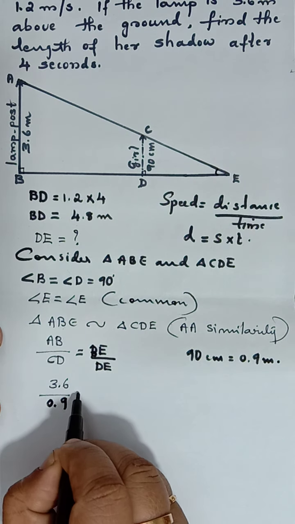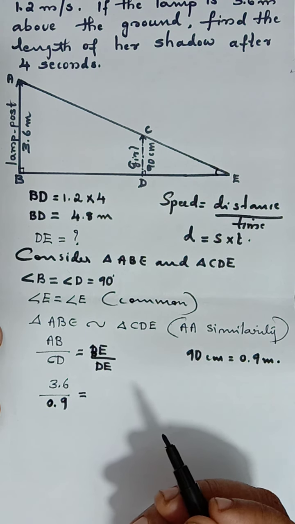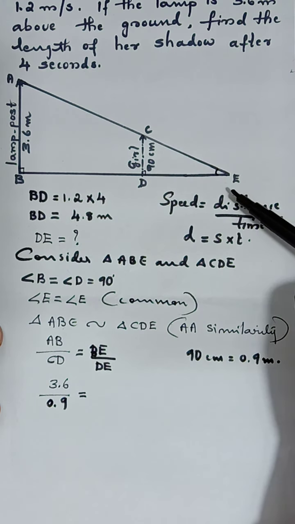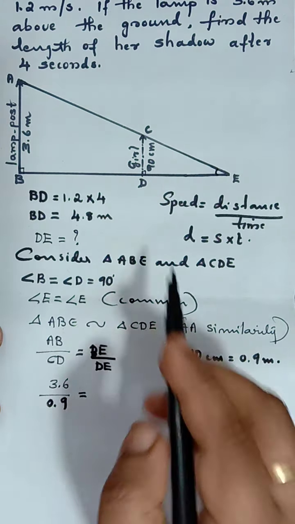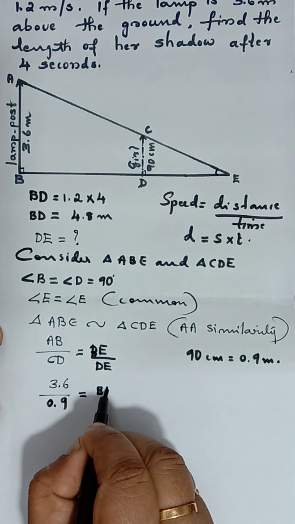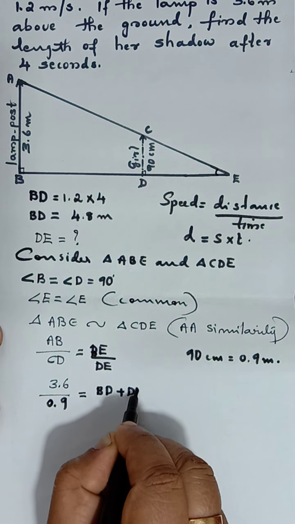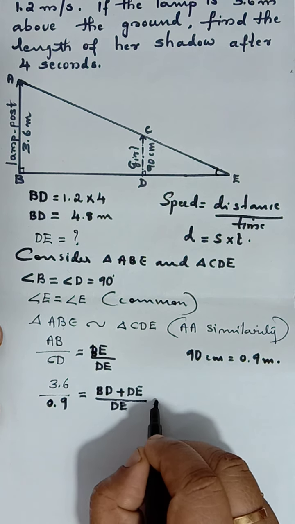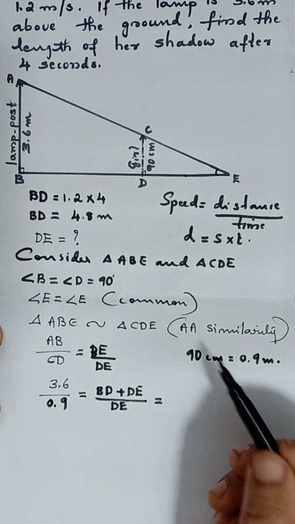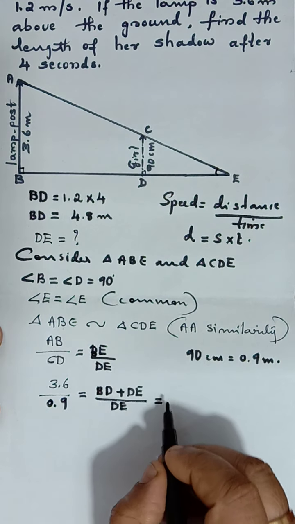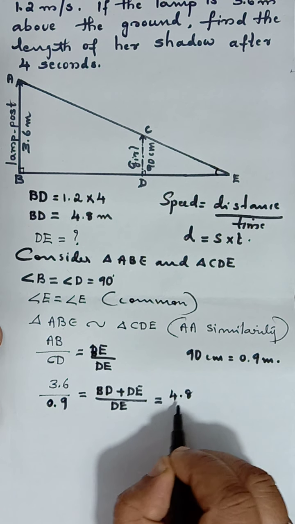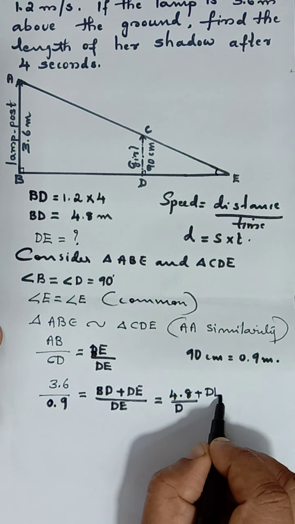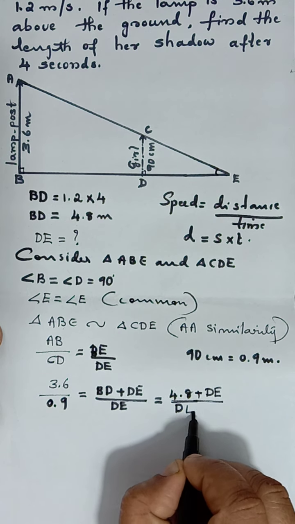That's why, equal to BE. BE value we do not know. So what we have to write? We have to write it as BD plus DE divided by DE. So that's equal to BD value we know. BD we have found out. It is 4.8 meters plus DE divided by DE.